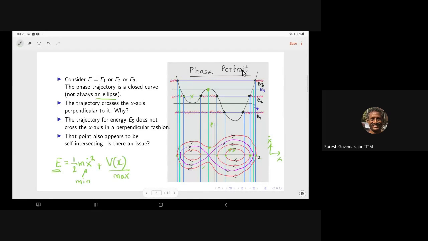Now let's look at the case of, which one have I drawn here? Let's look at E5. I think I've drawn E5 out here. E5 is the interesting one. E5 has this particular point. Let's use a different color.